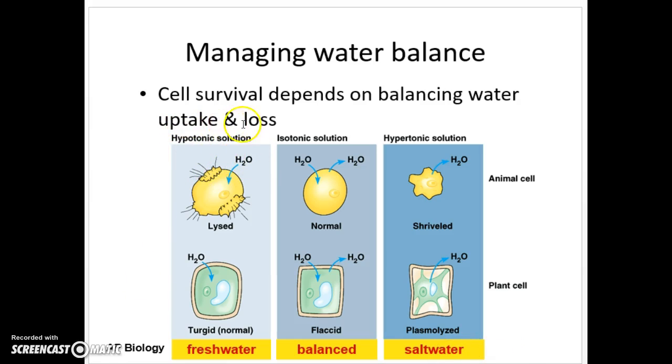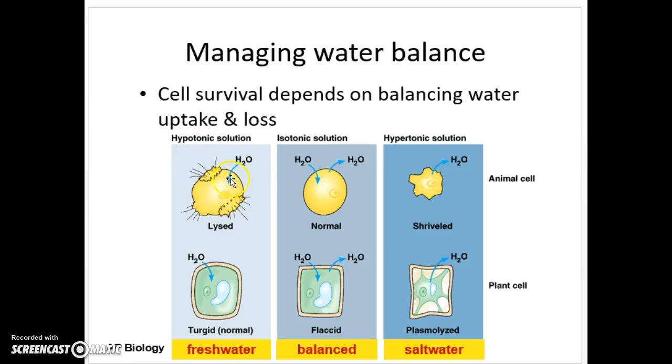When we put a cell into a hypotonic solution, that means there's not very much solute in our solution, then the cell is going to take water in, because there is a higher concentration of free water outside of the cell, because there isn't very much solute outside of the cell. It's hypotonic. So you can think of fresh water as hypotonic because it doesn't have very much solute in it. It's just nice, clean water.